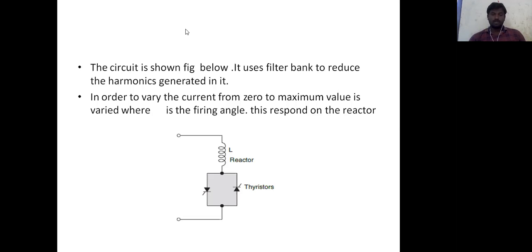Here also there is one reactor and SCRs connected in anti-parallel. The circuit is the same as the thyristor switched capacitor, but the only difference is that in the thyristor switched capacitor, the reactor is in series with the capacitors.